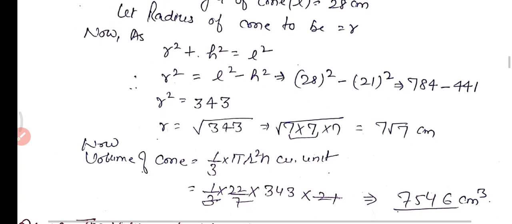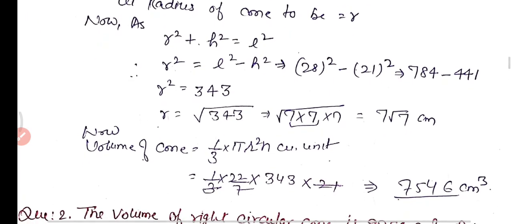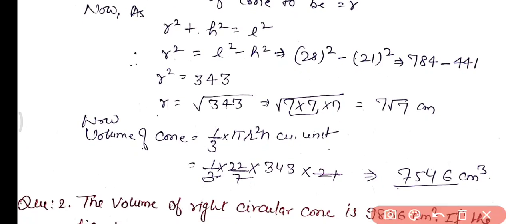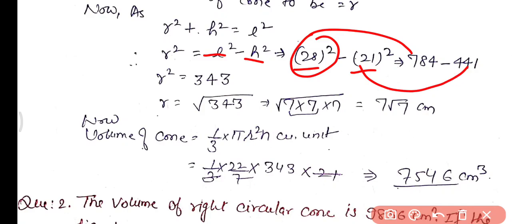So as r square plus h square equals l square, we know that the slant height relation is l square equals r square plus h square. Put the values here and we will find r. As you can see, l is given 28, h is given 21, so 28 square becomes 784 and 21 square becomes 441. So now r square will be equal to 343 and r will be square root of 343, and here it will be 7 root 7 centimeter.